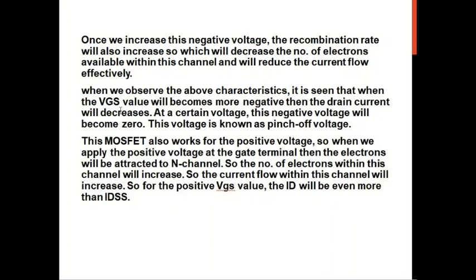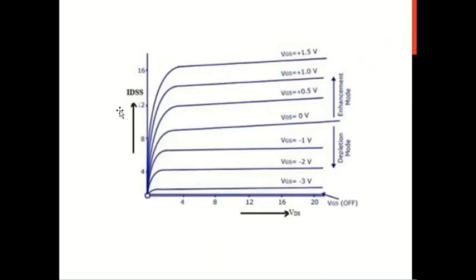This MOSFET also works with positive voltage. When we apply a positive voltage to the gate terminal, electrons will be attracted to the N channel, so the number of electrons within the channel will increase. So the current flow within this channel will also increase. So for a positive VGS value, ID will be even more than IDSS. So these are the characteristics. We can see here how the depletion type and enhancement type work. This is the drain characteristics of the MOSFET.